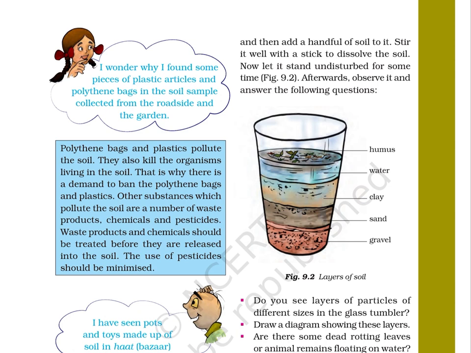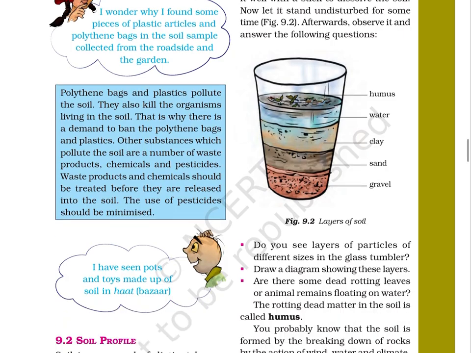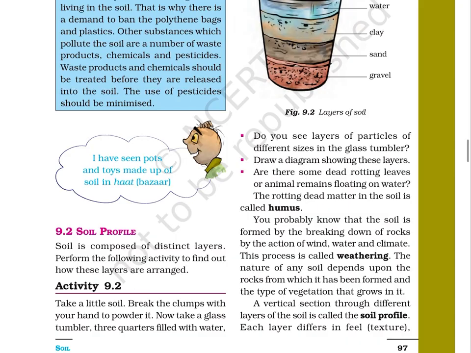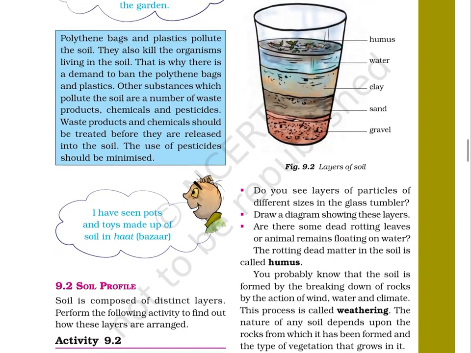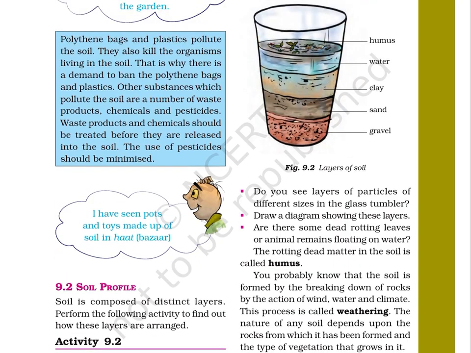Other substances which pollute the soil are a number of waste products, chemicals, and pesticides. Waste products and chemicals should be treated before they are released into the soil. The use of pesticides should be minimized. There's a thought bubble given here. A picture of Bojo is next to it. I have seen pots and toys made up of soil in Haat or Bazaar.